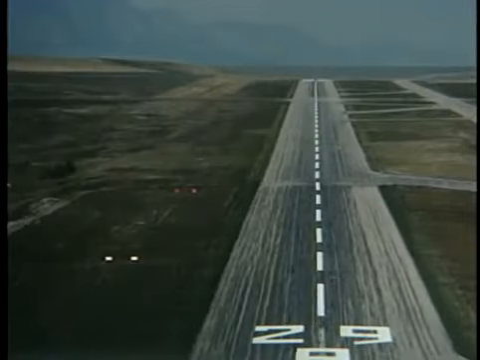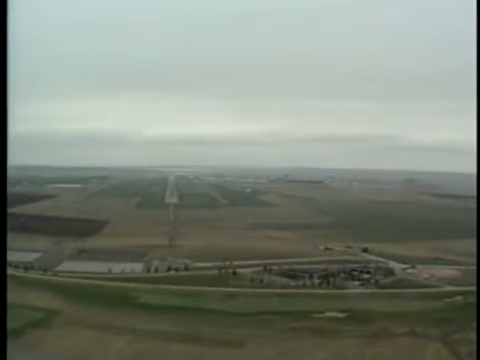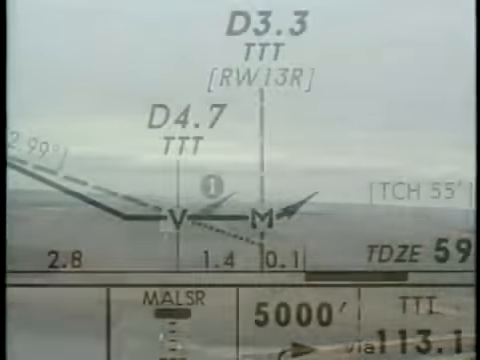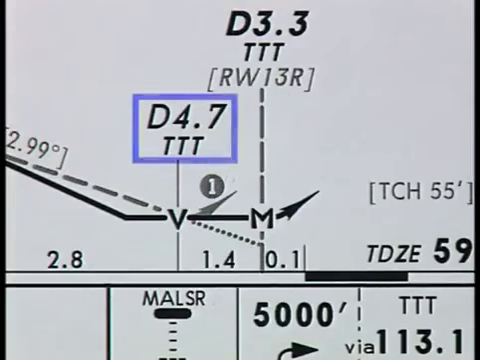If VASI lights are installed at the airport, your aircraft should be on the VASI glide path at the visual descent point. This VDP is identified by the D4.7 DME fix. This point is an advisory fix, as noted by the thin vertical line.